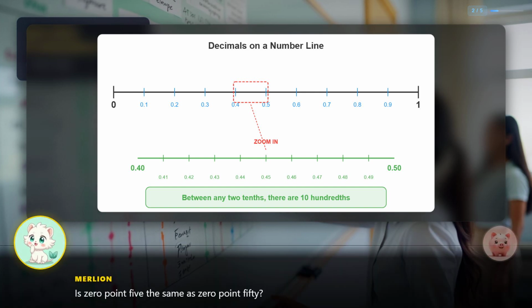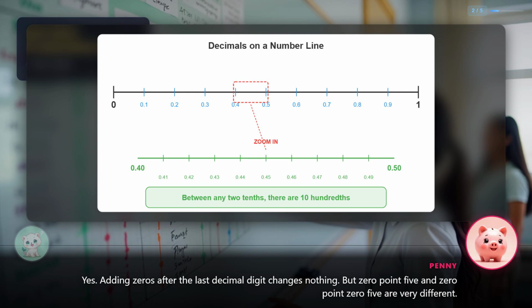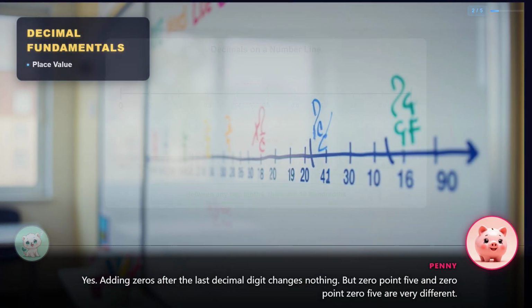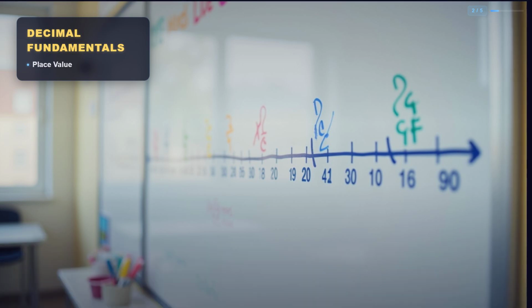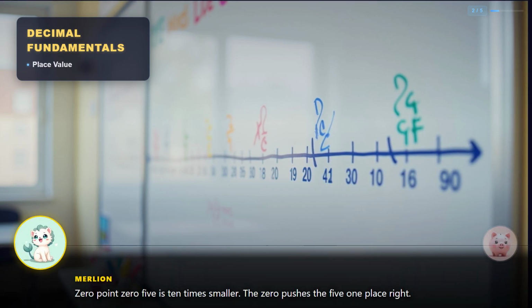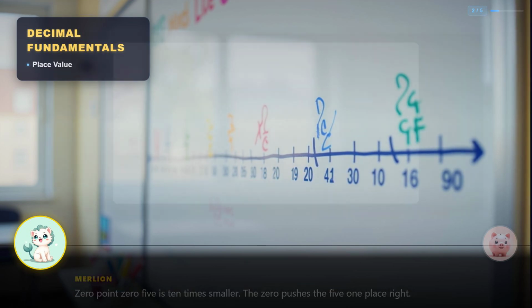Is 0.5 the same as 0.50? Yes, adding zeros after the last decimal digit changes nothing. But 0.5 and 0.05 are very different. 0.05 is 10 times smaller. The 0 pushes the 5 one place right?